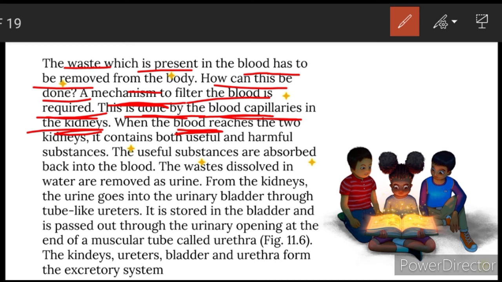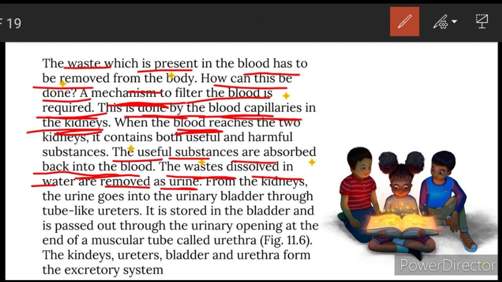नाउ व्हाट इज गोइंग टू हैपन? द यूजफुल सब्सटेंसेज आर एब्जॉर्ब्ड बैक इनटू द ब्लड. अब हमारा ब्लड कितना अक्लमंद है, उसको पता होता है कि these substances are useful while these substances are harmful. So the blood is going to absorb the useful substances. Okay, the wastes dissolved in water are removed as urine. Now the waste that is going to be removed through the urine that you do, people.